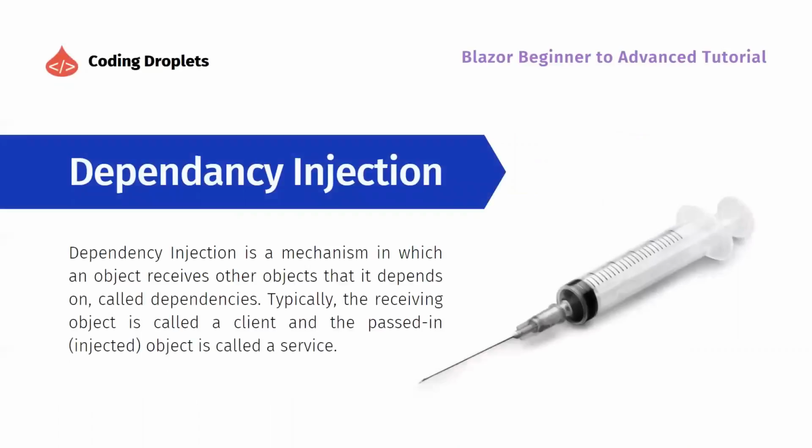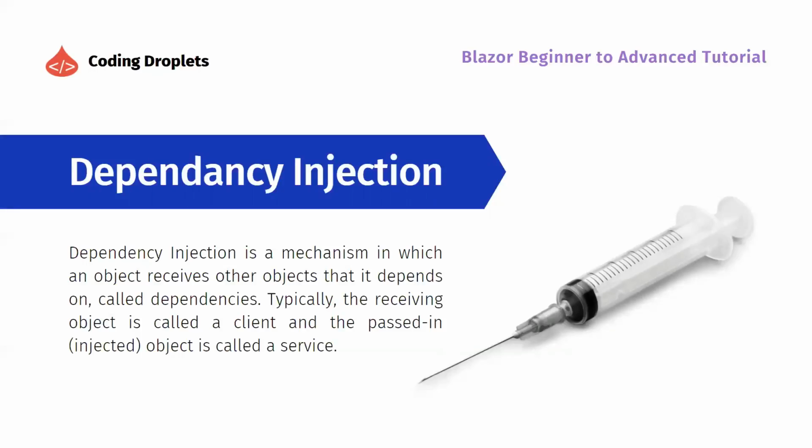Dependency injection, or we can call it DI, is a mechanism in which an object receives other objects that it depends on, called dependencies. Typically, the receiving object is called a client and the passed-in or injected object is called a service. We will be discussing more in detail while developing our project.